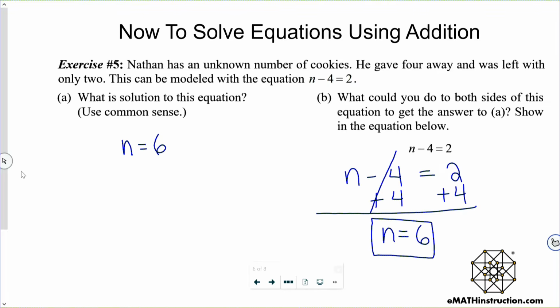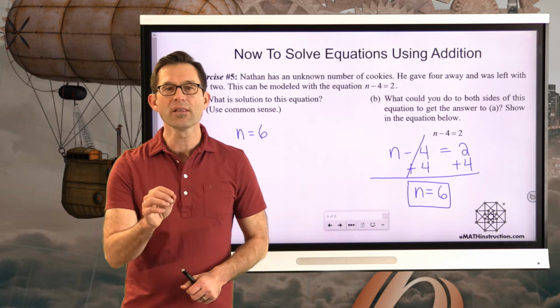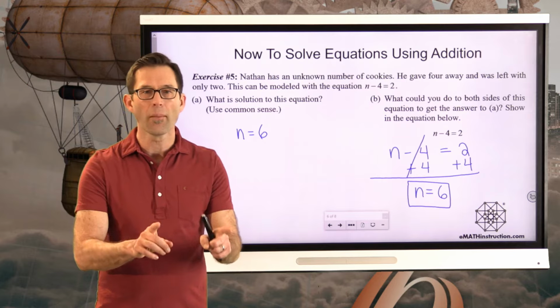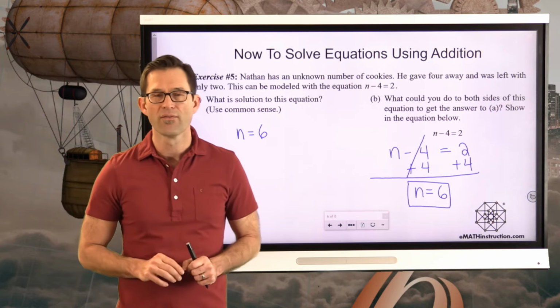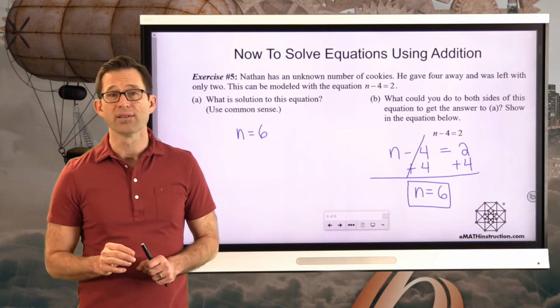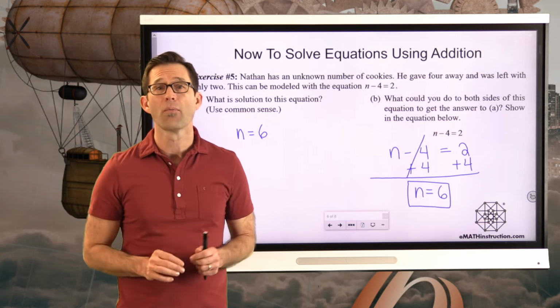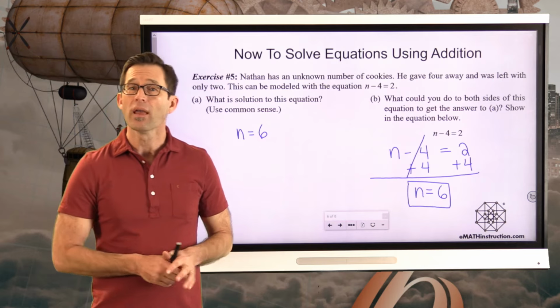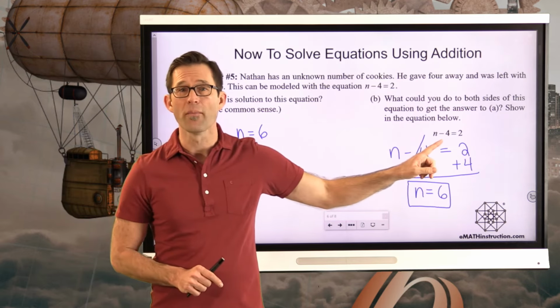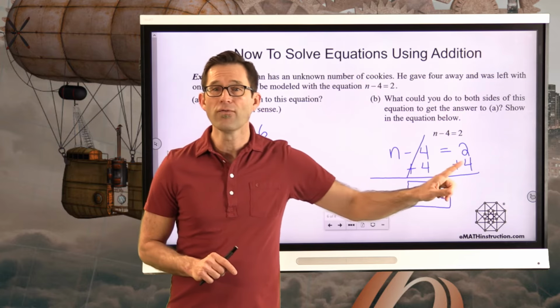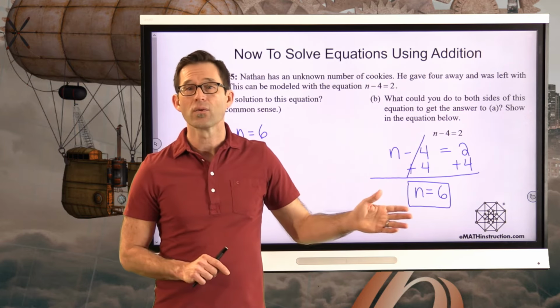One of the biggest ideas in algebra is to isolate the variable. We should do to both sides of the equation the opposite of what has been done to the variable. So in the first set of exercises, we kept adding numbers to the variable. So to undo that, to get the variable by itself, we subtracted. In this case, we subtracted 4 from n to get 2. So to get n all by itself, we now add 4 to both sides, and we get n equals 6.